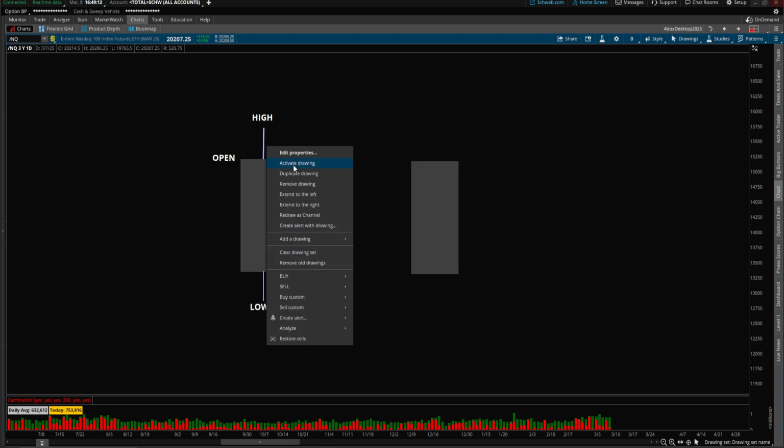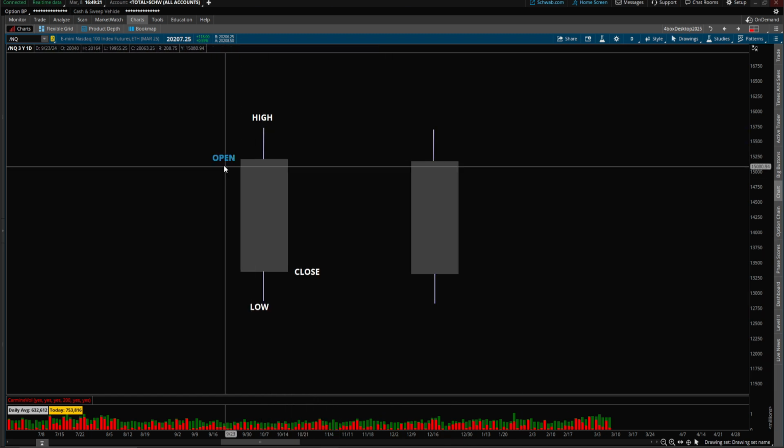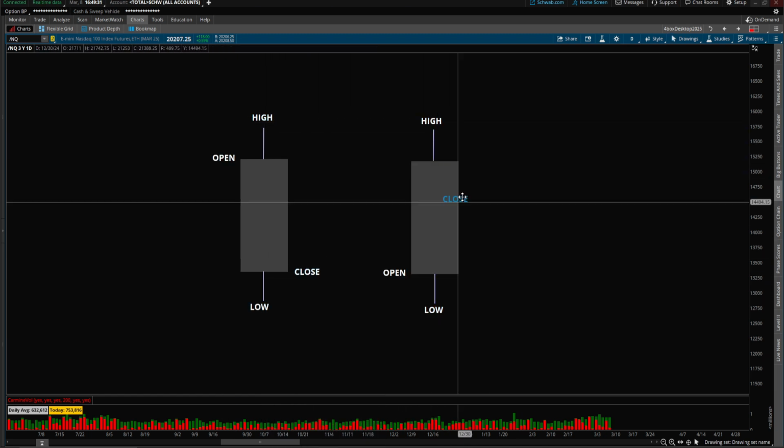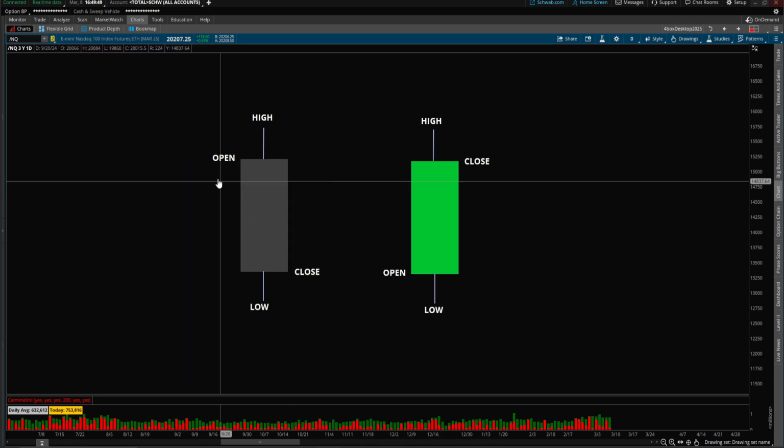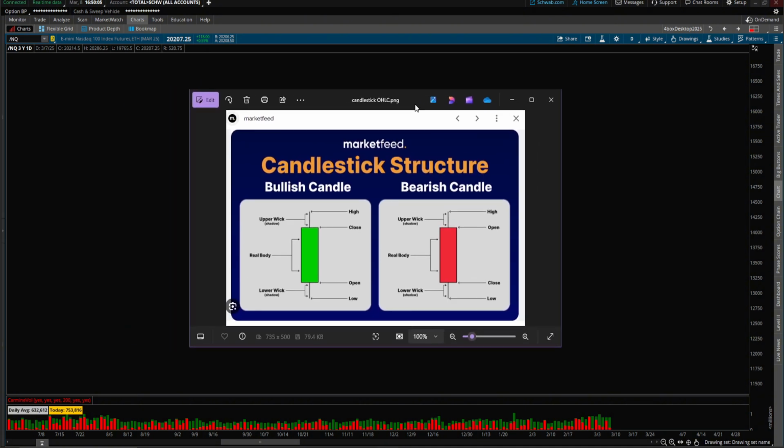Depending on where the candle closes from the open, it forms either a bullish or bearish candle. If the candle closes higher from its open, that's a bullish candle. And vice versa, if the candle closes lower from its open, that's a bearish candle. The open and close determine the type of candle it is.